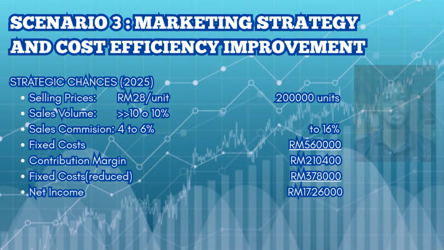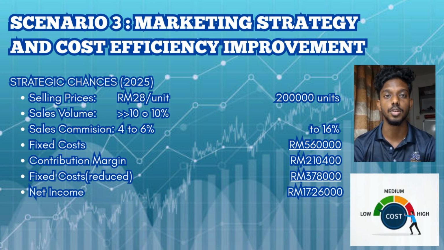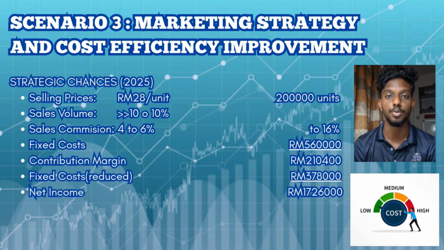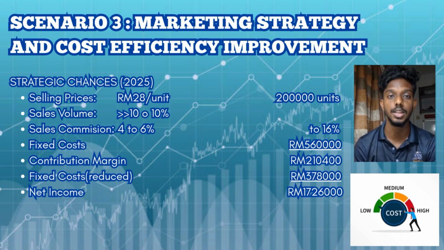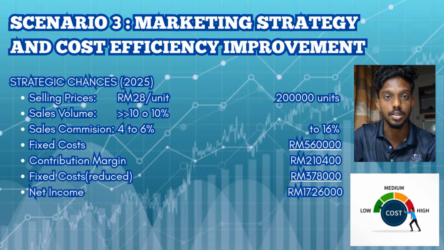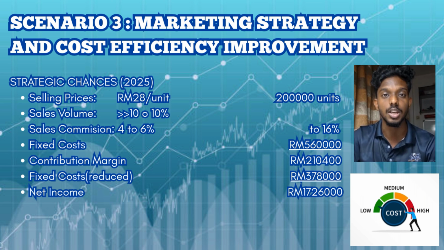Good day, Doctor. I'm here to explain about Scenario 3, which focuses on Innocraft Textiles marketing strategy to improve profitability through enhanced marketing and cost efficiency improvement in the year 2025. So in response to rising raw material costs, the company plans to set the new selling price at 28 ringgit per unit, while also increasing the sales commission from 12% to 16%. Additionally, they aim to double the sales volume from 100,000 to 200,000 units and reduce total fixed cost by 30% despite increasing the digital marketing budget.